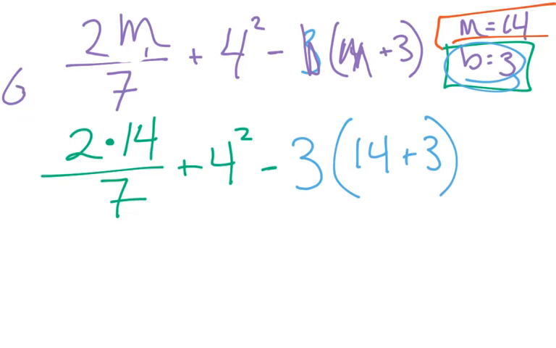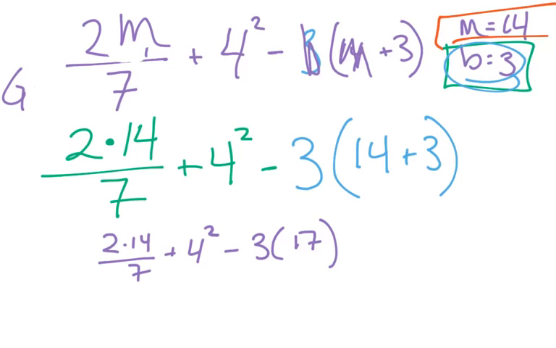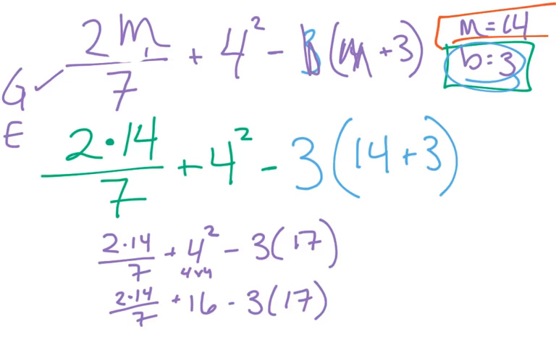Order of operations now. Groupings, yep. 2 times 14 over 7 plus 4 squared, or 4 to the power of 2, both ways to say it. 3 times 14 plus 3 is 17. Okay. Done. Exponents. Yep. 2 times 14. Oops, make sure you put that in. Plus, this is 4 times 4, which is 16, minus 3 times 17.